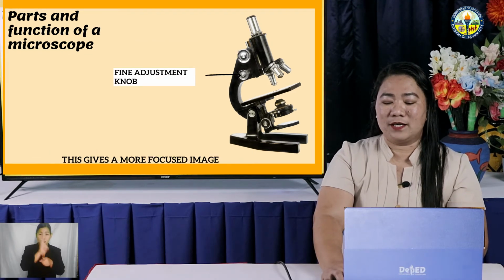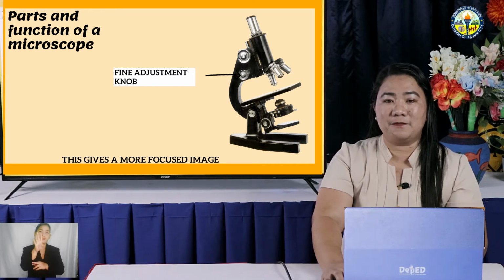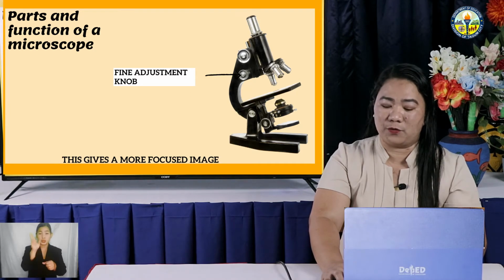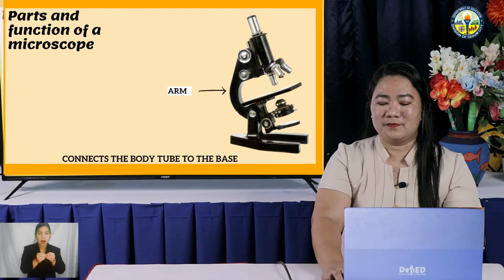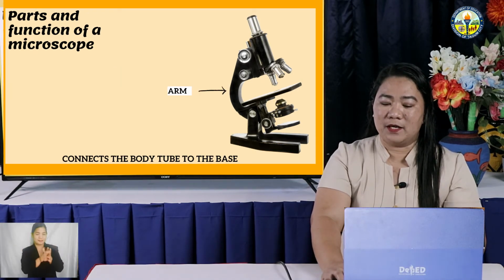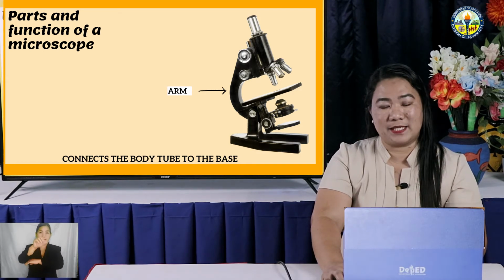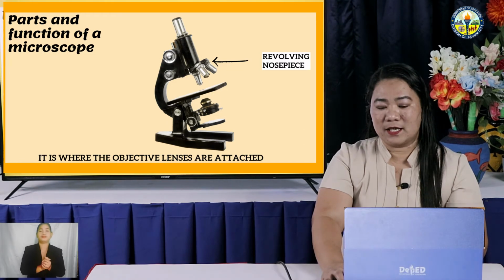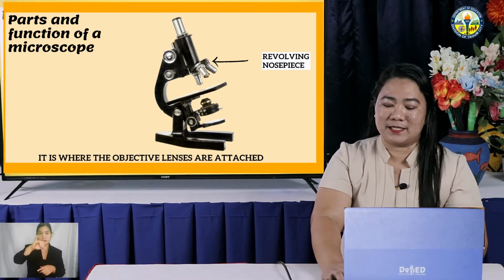For number 4, the answer is a fine adjustment knob, which is the second knob you should use under high power objective or HPO. This gives a more focused image. For item number 5, the answer is arm, which connects the body tube to the base of the microscope. For item number 6, the answer is revolving or rotating nosepiece. It is where the objective lenses are attached.